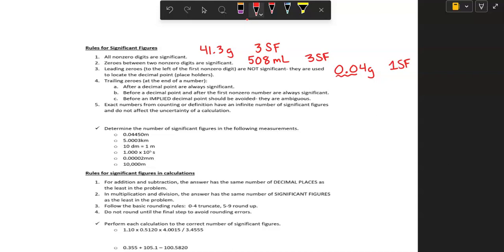Trailing zeros, it's going to depend on where they are in relation to the decimal point. If they're after the decimal point, automatically significant. So if I record 37.0 milliliters, that's telling me that I took this measurement on a scale that was marked to the ones place and that it looked like it was exactly on the 37 mark. And so I had to record it to the tenths. I recorded it as 37.0. That is 3 significant figures.